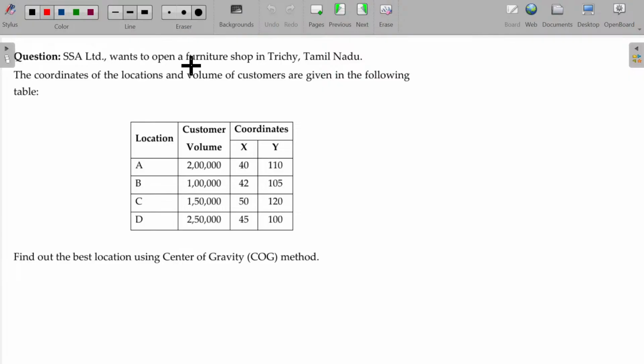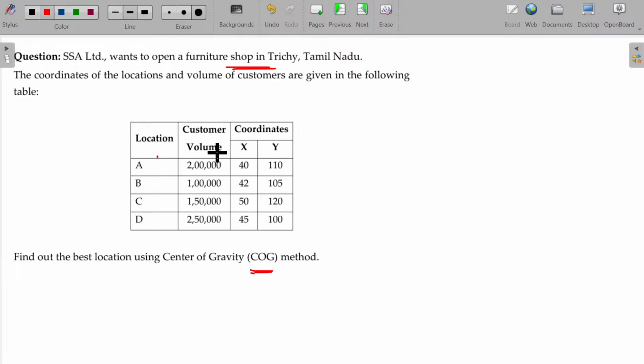SSA Limited wants to open a furniture shop in Trichy, Tamil Nadu. I only constructed this to make you understand the center of gravity method. The coordinates of the locations and volume of customers are given in the following table. So, location, customers, volume and coordinates given here.